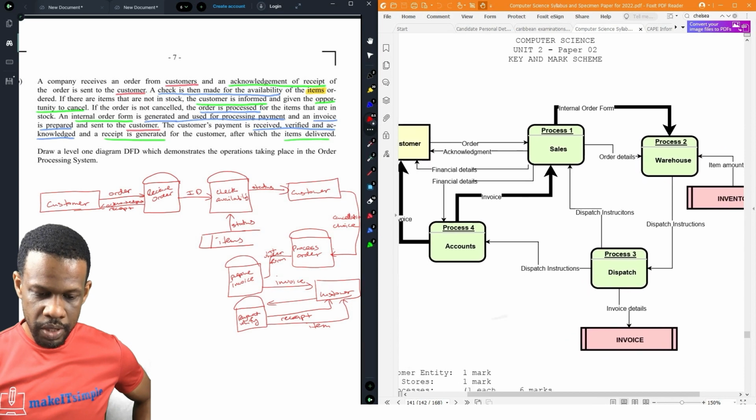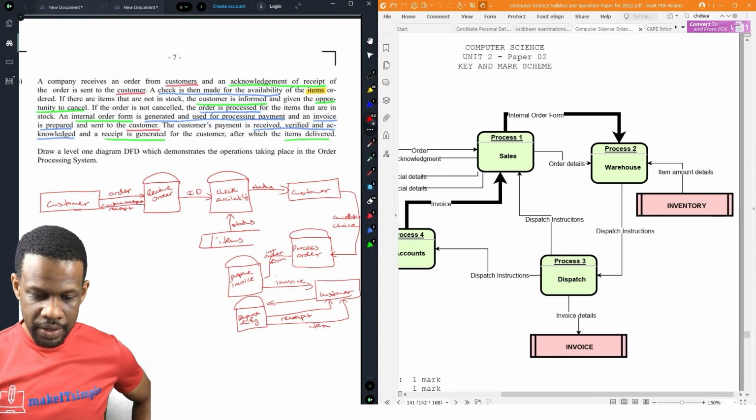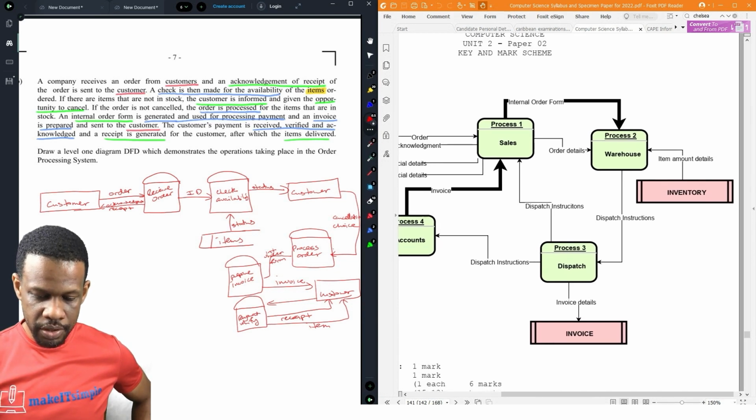Order details go to warehouse, but nowhere did they mention any warehouse. How will we know that there is a warehouse? We have to assume that there's a warehouse. Then they have inventory. Alright, so we have inventory.